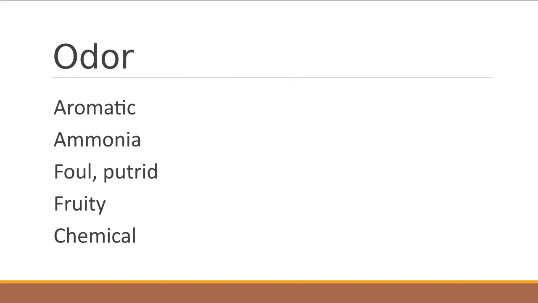But when you have either aromatic or ammonia type smells, those are both common in urines. If you have a really fresh one, then it's going to be aromatic. Whereas if you have really old ones, then they're going to smell a little bit more like ammonia. It's going to have a really strong scent. If you have anything that's that foul, putrid smell, that's with bacteria. So you've got the bacteria growing and it's going to give you a nasty smell. There's a disease called maple syrup disease, and anyone who has that disease will always have a fruity odor to their urine. And if there's anything that smells chemical related, then it's contaminated.